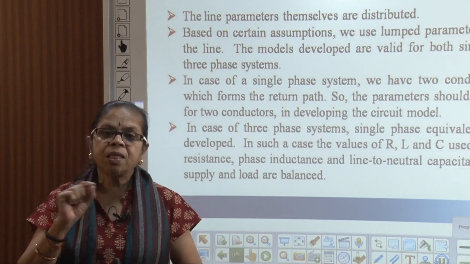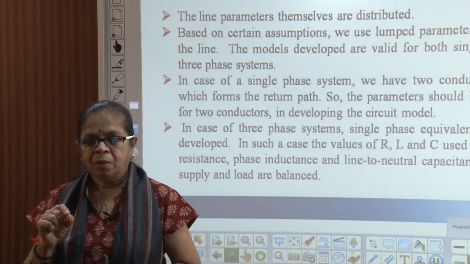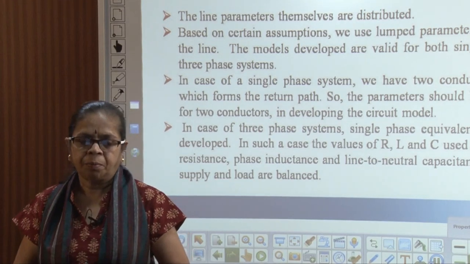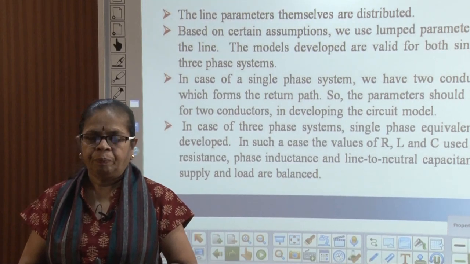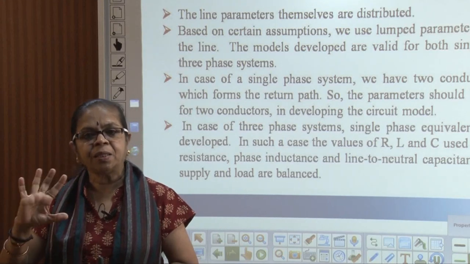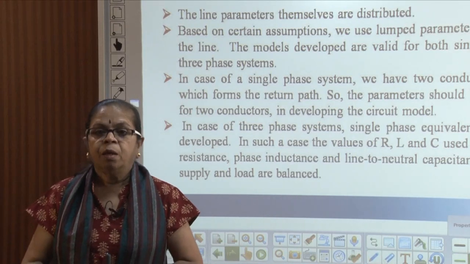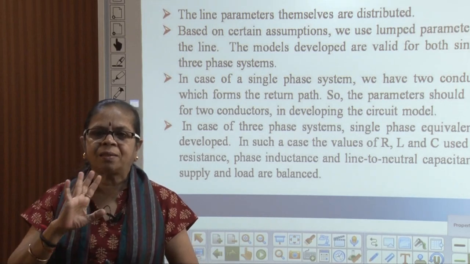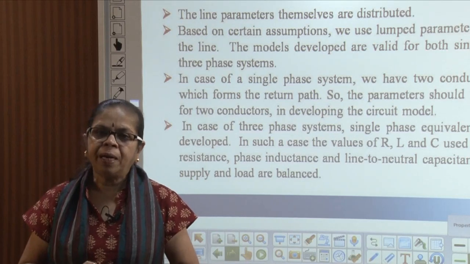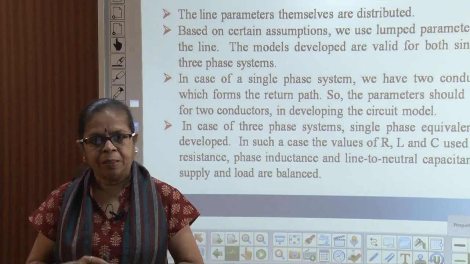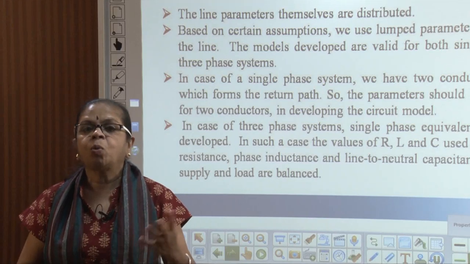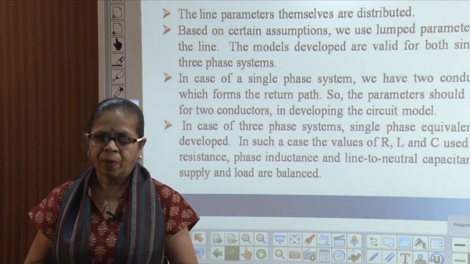When you are building a single phase equivalent model, there is an inherent assumption that the system is balanced. What does that mean? It means that the load in all the three phases is perfectly balanced, it is the same. And the voltages and currents are balanced three phase values, so equal in magnitude and displaced by 120 degrees. Only then you can build a single phase equivalent. If it is not balanced, you will study further in your courses in power system how to model those systems. Okay.